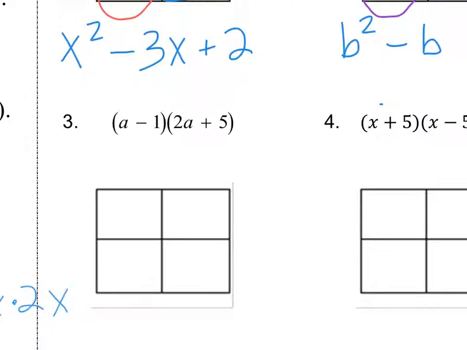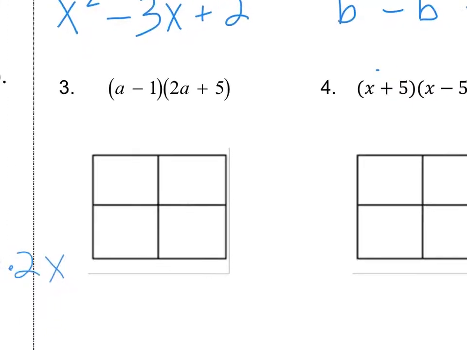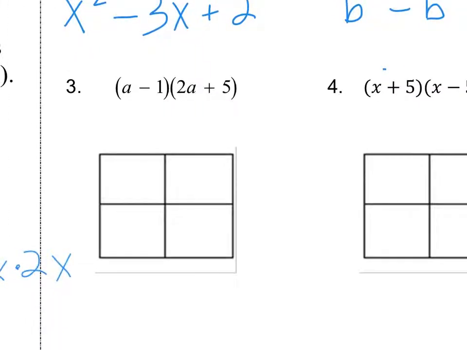So let's look at number 3. Okay, in number 3, what we've done is we've added a coefficient to one of our a terms. So I still have a 2 term times 2 terms, so a 2 by 2 box. And then step 2 says to write one polynomial across the top. So I'm going to put a minus 1 and 2a plus 5. Okay, so I've written my terms. Step 3 says to multiply.